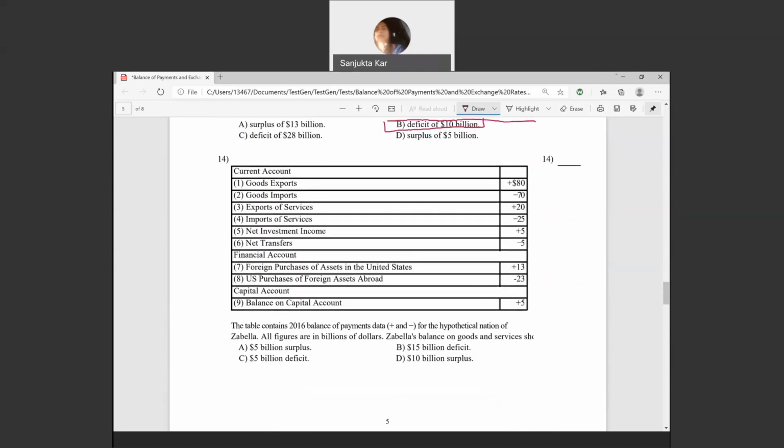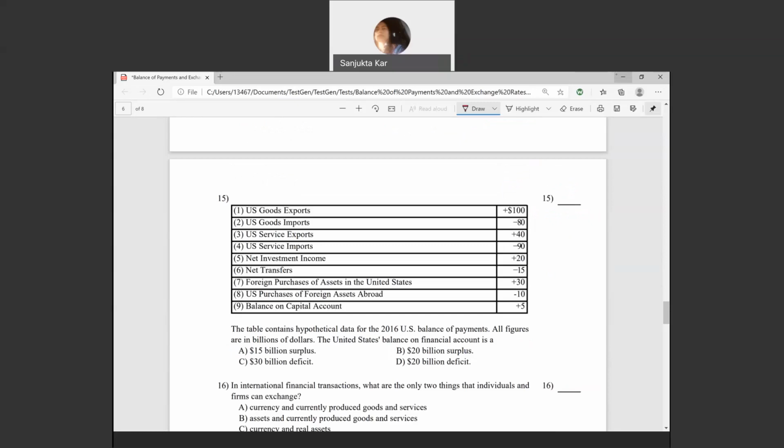All right, question number 14. Zabilla's balance on goods and services shows what? Let me just find this out here. Goods and services. So I'm going to consider these numbers. 80 minus 70 is positive 10. 20 minus 25 is going to be negative 5. Add this up, I have positive 5. Looks like there is a $5 billion surplus here.